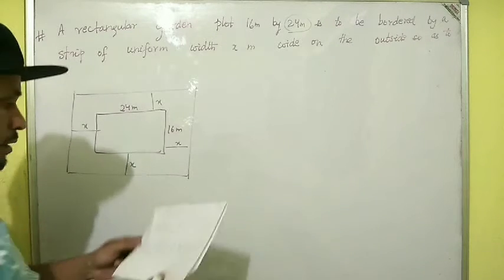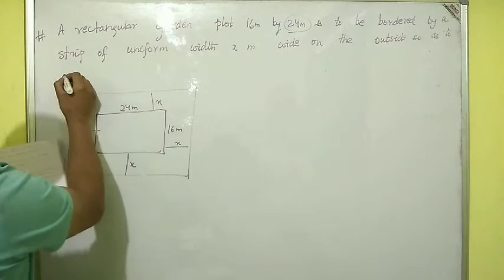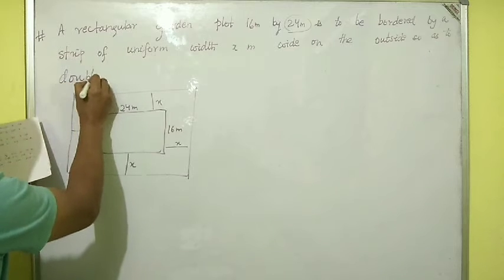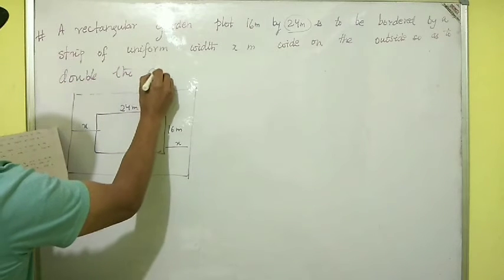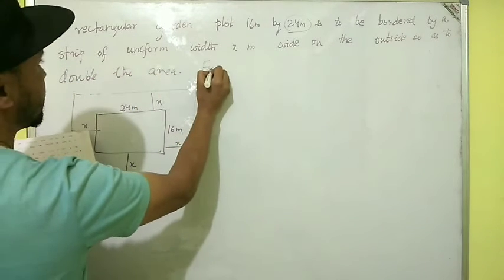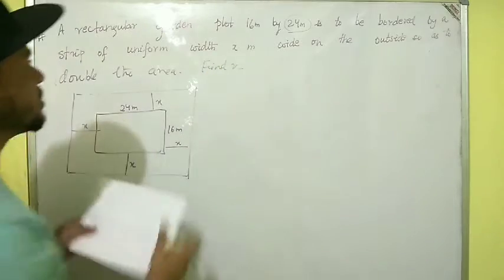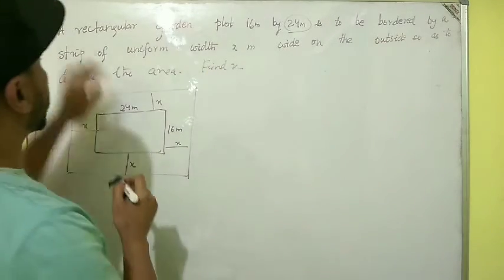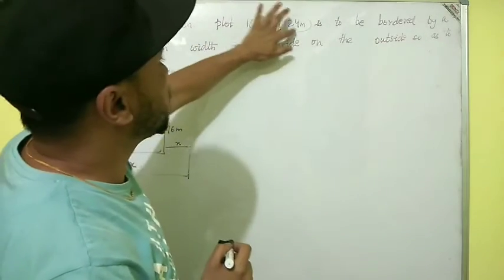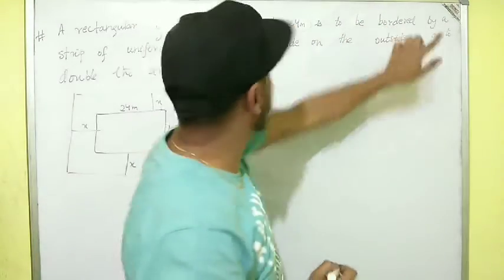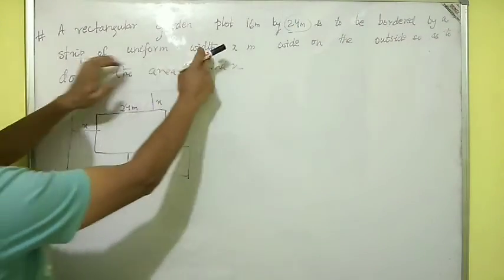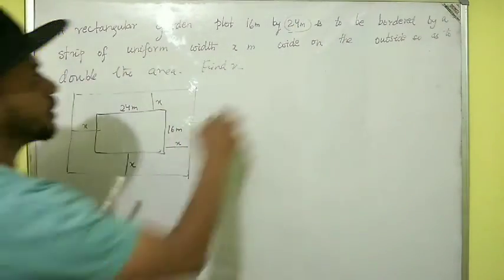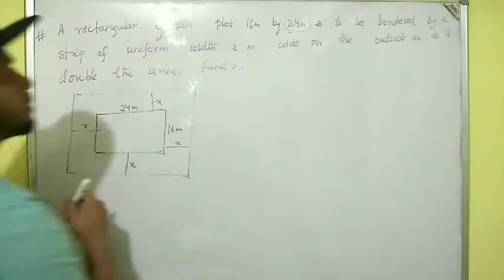Let's go to the question once again. So as to double the area, now find x. Now the question says that a rectangular garden plot 16 by 24 meter is to be bordered by a strip of uniform width x meter. So this is what we have taken on the outside.